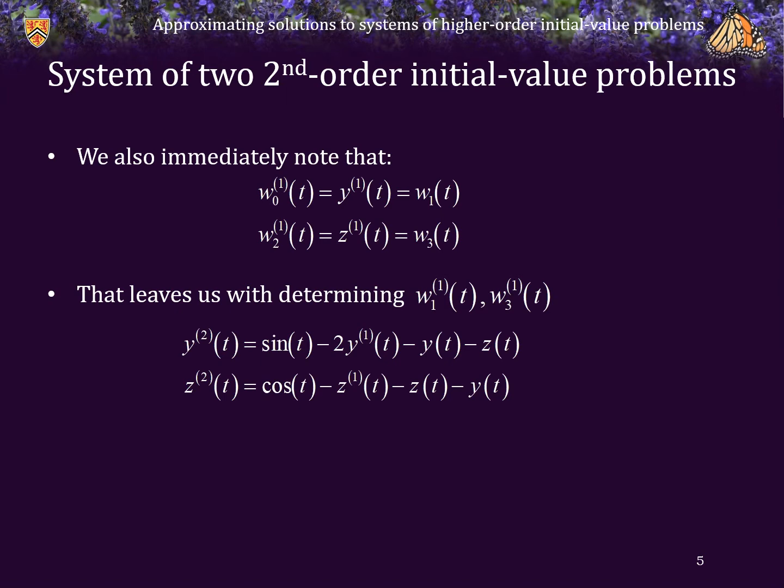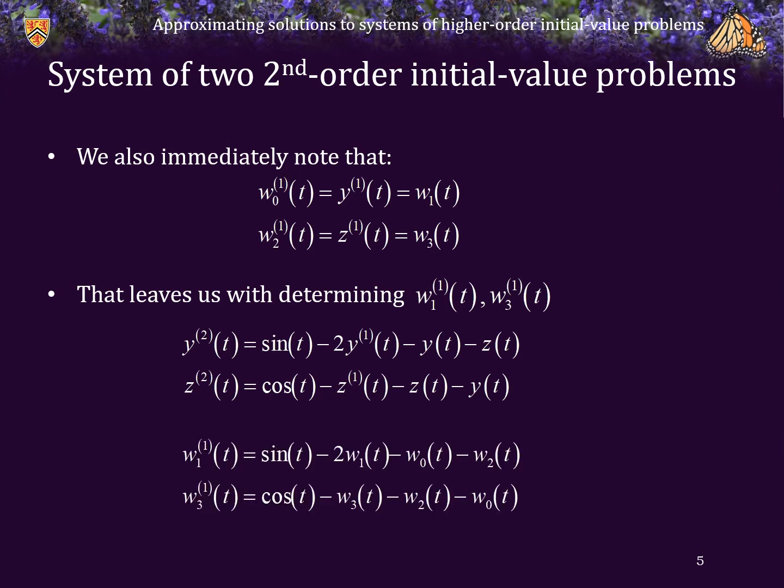All right, so on the left-hand side, we have the second derivative of y, which is the derivative of the derivative of y, which is the derivative of w1. On the right-hand side, we have the derivative of y, which is w1, y of t, which is w0, and z, which is w2. And the same for the second. So making all the appropriate substitutions, notice now we have the derivative of w1 is an expression in w0, w1, and w2. It could also be of w3, but that's not the case here. w3 prime is also in terms of the w functions.